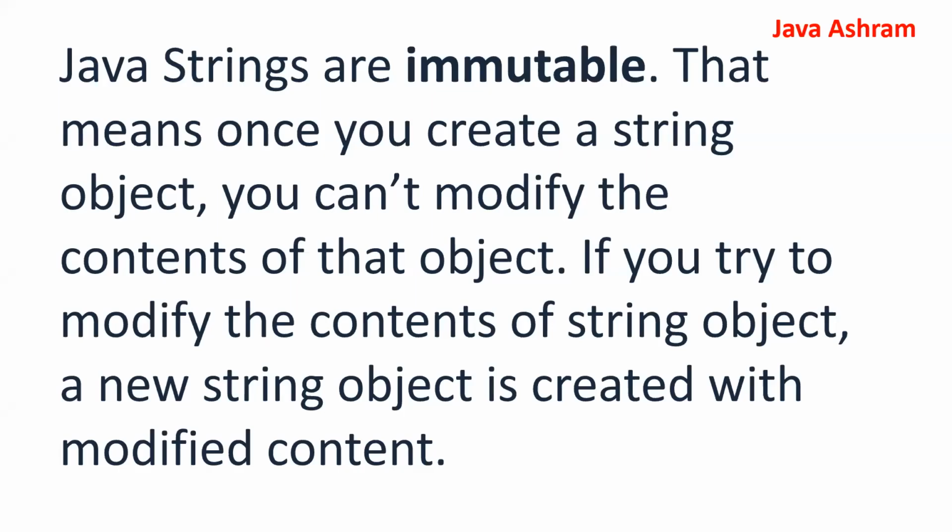you won't be able to modify the object. Once your object is created, you won't be able to modify or update the content of the object. And even if you try to modify the content of the object, a new object will get created. This is the concept of immutability. That's why string is called immutable. You cannot change the content of the object.